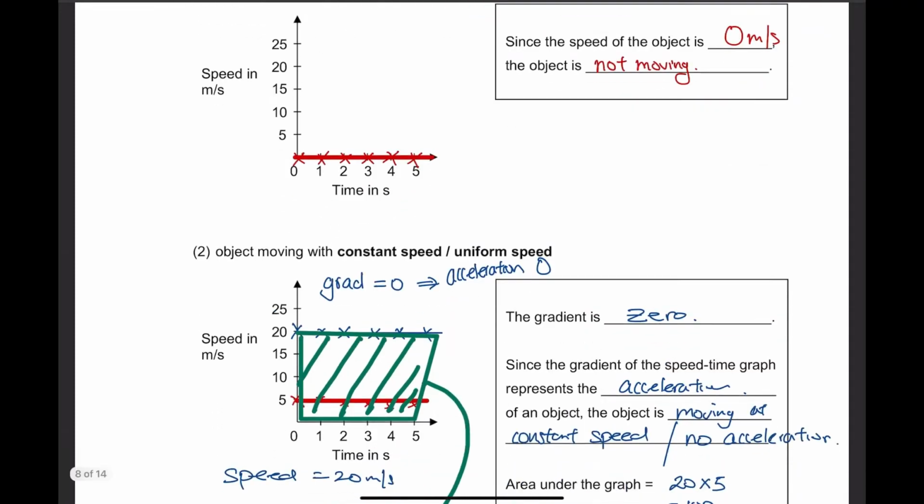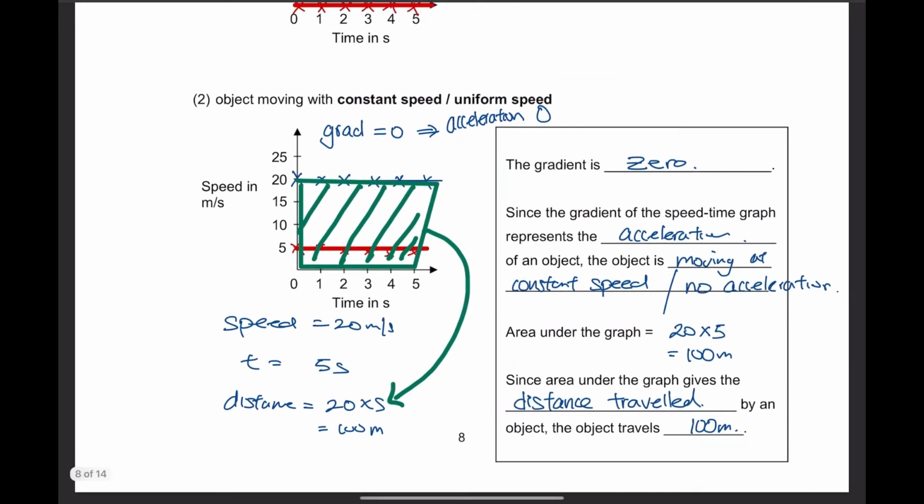Okay, next up, if I am moving with constant speed, it means that my acceleration value is 0. Because if I use the formula a equals v minus u over t, my final speed and my initial speed, this part down here, will always be equal to 0 because my acceleration value is 0. I'm moving at constant speed.